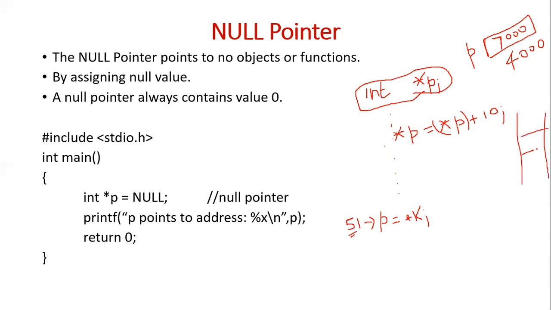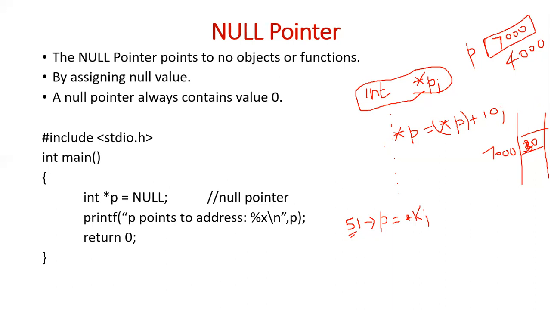Maybe the memory address 7000 may contain some value, but that may not belong to this particular process. It might belong to some other process. Say that location contains the value 20, and this program is now making it 30. That will lead to some kind of error, because you are accessing somebody else's location and changing it. Then that user will feel very strange.